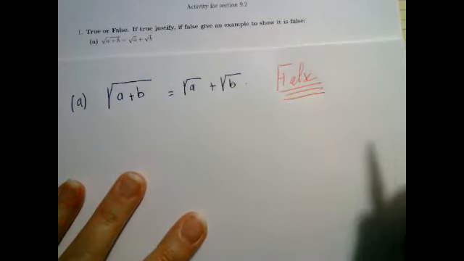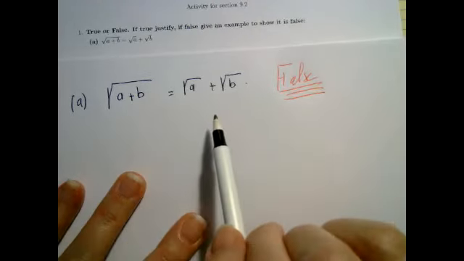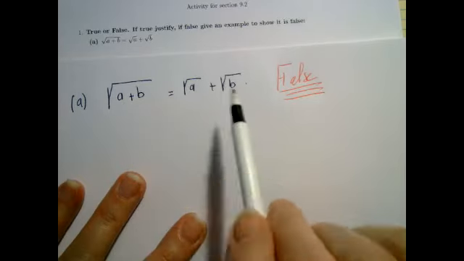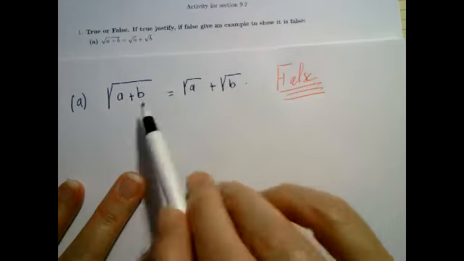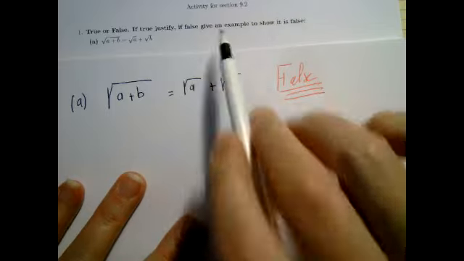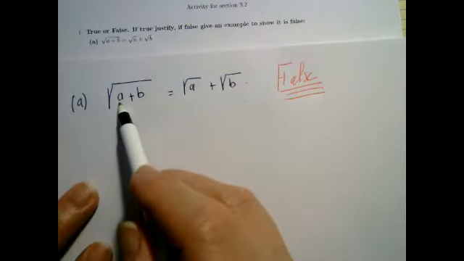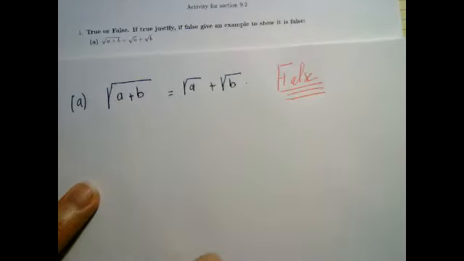Absolutely false. If you have a sum under the square root, you cannot split the square root. It's false. Now, for false, I want an example. What do I mean by example? Who can give me a value of A and a value of B so that this equality fails? That's what it means. So this is absolutely false. We cannot break the square root.